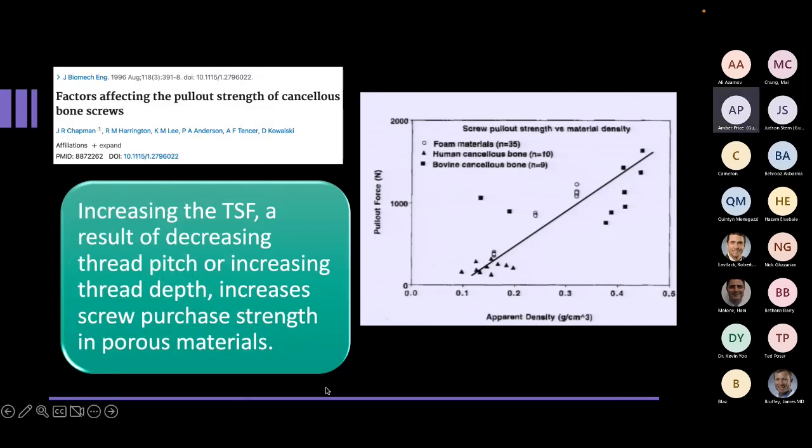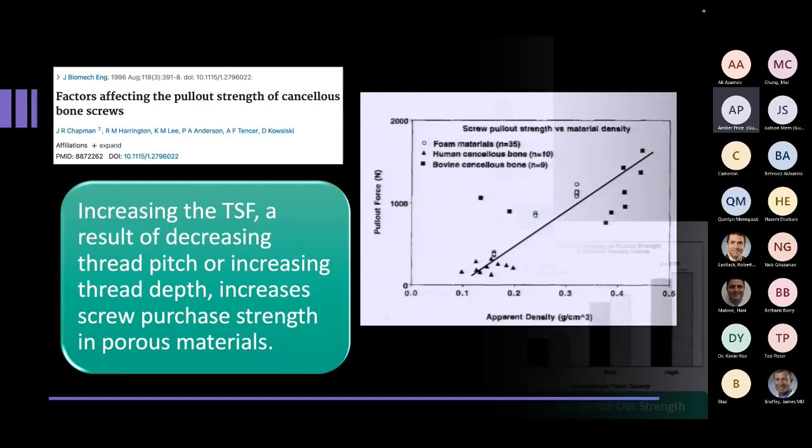This is a study that looked at the thread, the TSF, which is that amount of bone that is within the threads between the inner diameter and the outer diameter of the screw, and looked at how the screws reacted to different material densities. And so increasing the thread depth, which we kind of talked about, and decreasing the thread pitch increases the screw purchase in different porous materials. So those are some things that can be done in poor quality of bone.